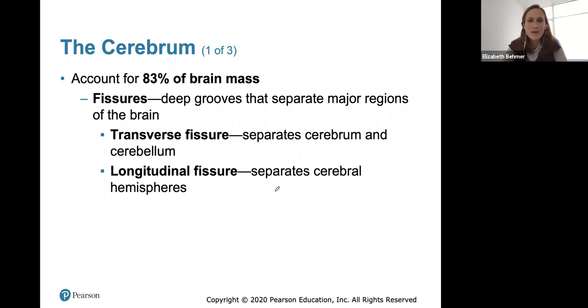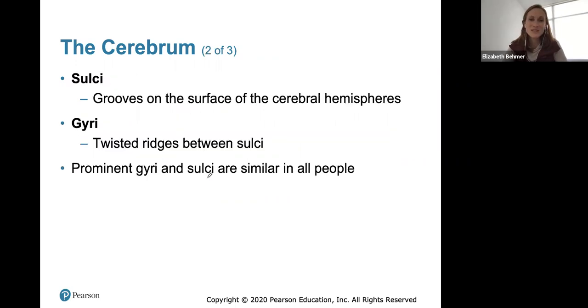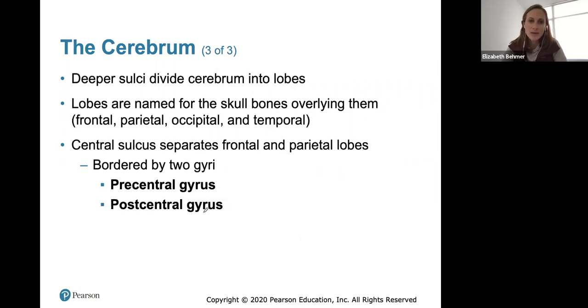Then the cerebrum is about 83% of the brain mass. It has fissures, which are deep grooves that separate major regions. There's the transverse fissure, which separates the cerebrum from the cerebellum, and the longitudinal fissure separates the cerebral hemispheres. The sulci are grooves on the surface of the cerebral hemispheres, and then the gyri are twisted ridges between the sulci, and the prominent gyri and sulci are very similar in all people.